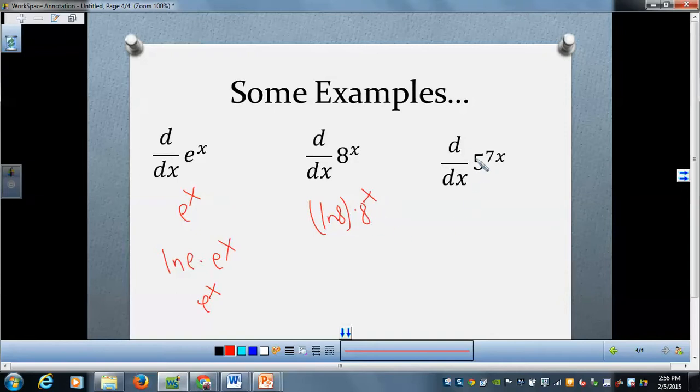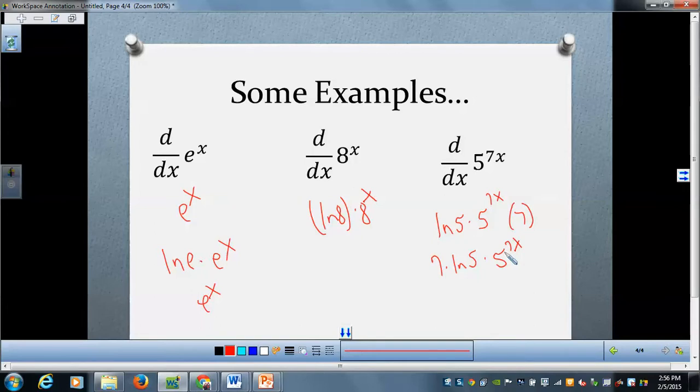So then the derivative of this guy, derivative of 5 to the u, where this is our u this time, would be the natural log of the base, so natural log of 5, times a to the u, which is this guy, and then times du dx, and the derivative of 7x is 7. And if you clean that up, you can write it as 7 natural log of 5 times 5 to the 7x, and that would be your derivative.